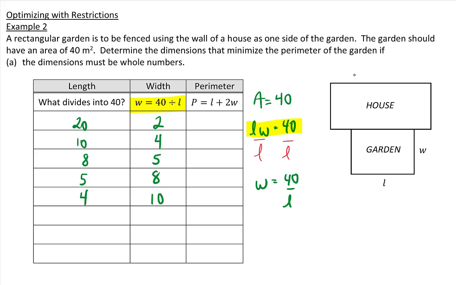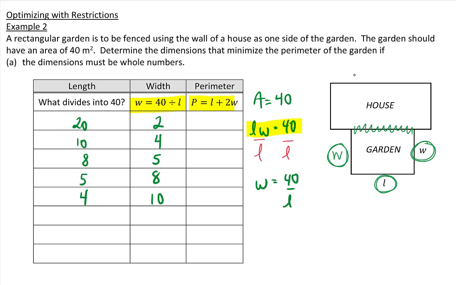Now while these look the same, remember one side does not require a fence. So for the perimeter, I only need one length, shown here, but I need two widths, shown here and here, because one of the lengths does not need to be fenced. So let's look at the perimeter for each of these. Our perimeter formula says we have one length plus two widths.